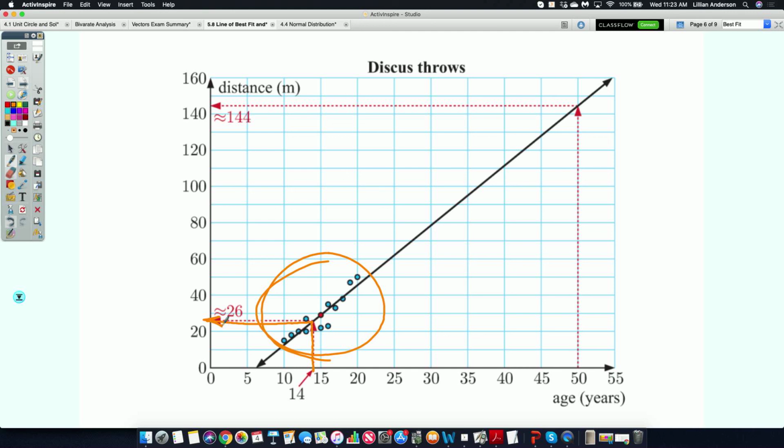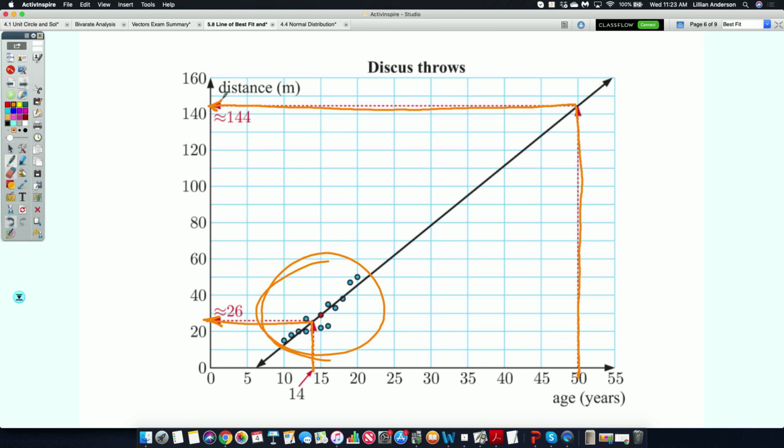And as you can see, it's inside of your data. It's within your points. Okay, it's interpolation. That's a good prediction. But if you were asked, okay, well, how far can a 50-year-old throw? Well, according to my line of best fit, you're telling me that a 50-year-old can throw 144 meters. The world record is 76 meters, so do you get what I'm saying? Once you go outside of the points, basically the validity of your response is not valid. That makes no sense. If the record is already 76, how in the world can they throw 144?